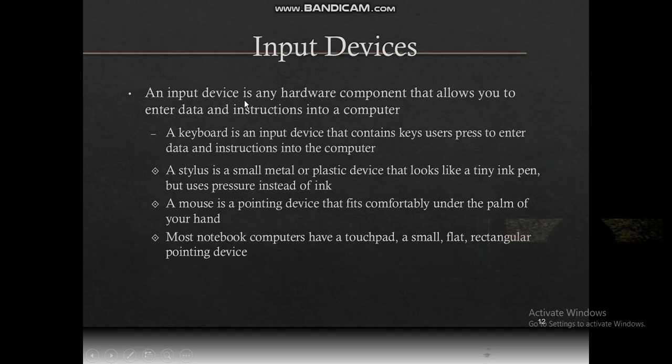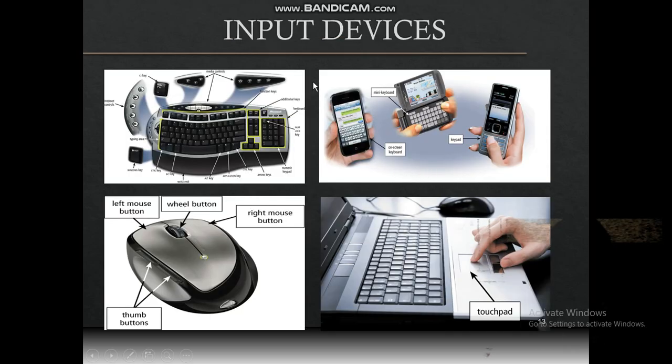So an input device is any hardware component that allows you to enter data and instructions into a computer. That's the keyboard, right? As I told you earlier, the keyboard is the place where you can key in all the information into the computer and get it output. And also we have the stylus. It's a stick like a pen. So this is a type of input device. We have the keyboard, we have the mobile phone keyboard, which is also an input device. We have the mouse as well, which by clicking is also an input device.